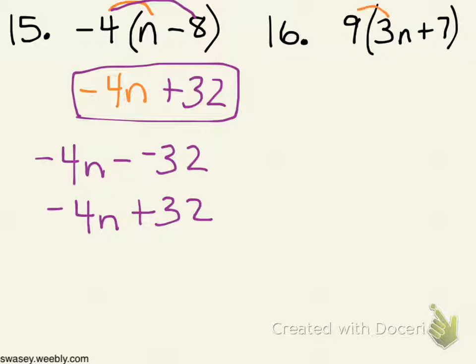16, distribute your 9. 9 times 3n is 27n. 9 times 7 gives us 63.